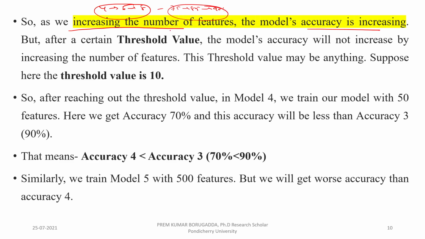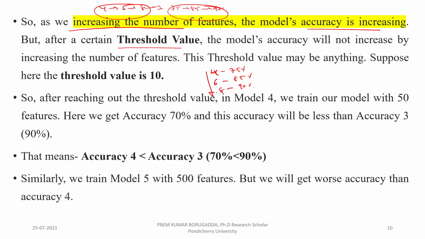But while increasing the number of features, there is a kind of threshold value. After a certain threshold value, the model accuracy will not keep increasing. For example, 4 features gave 75% accuracy, 6 features 85% accuracy, 8 features 90% accuracy.